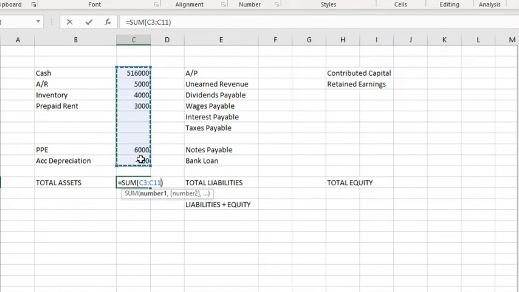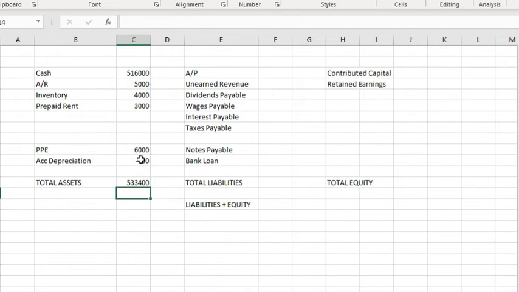Now it's time to have a total of the assets. We are going to keep that, and we are going to compare that to our liabilities plus equity once we finish this section, and after that they should balance, and hence the name balance sheet.